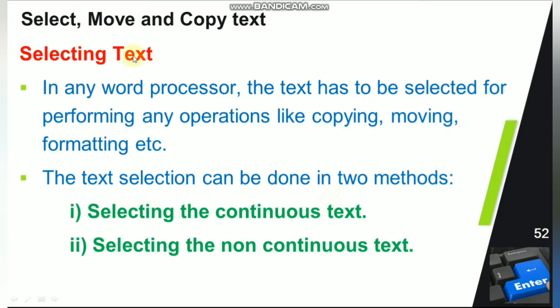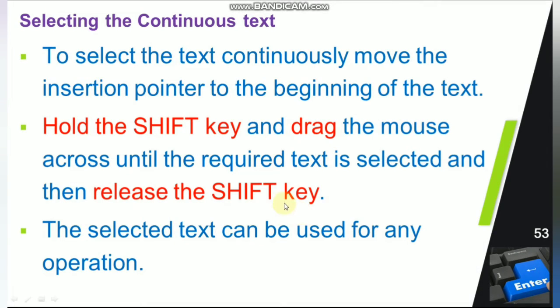Okay, so the first one we are going to discuss is how to select your text. In selecting your text you have two methods. One is you can select the text continuously, or you can select the non-continuous text. If you want to select the text continuously, starting from the first line till the end line, you have one method, and for selecting non-continuous text you have another method. So we will discuss one by one. The first one is selecting the continuous text.